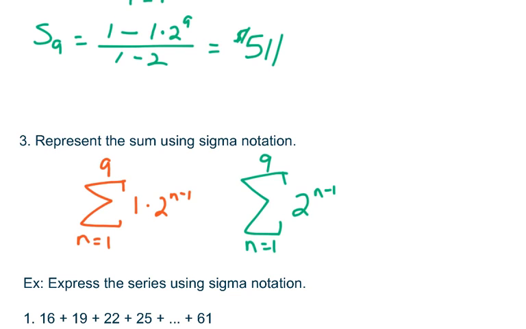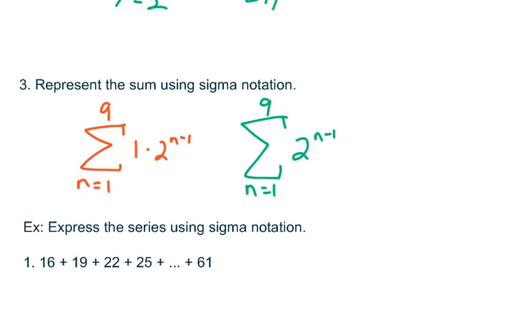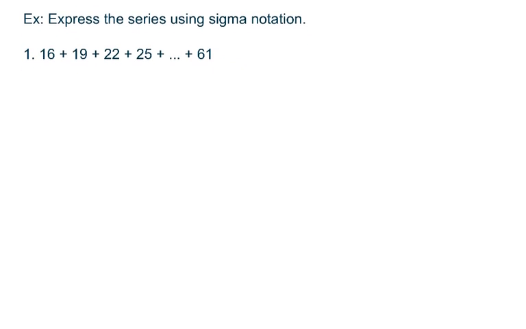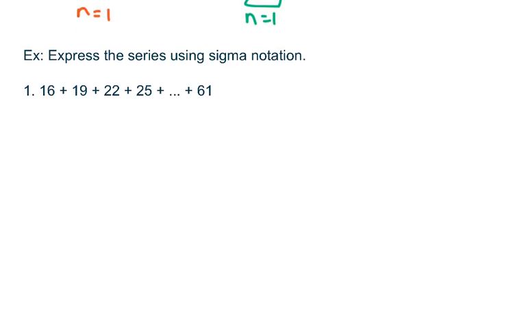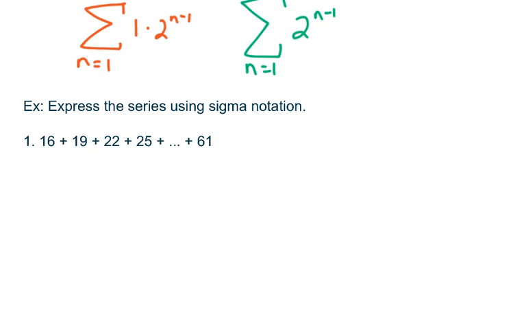Okay, let's try a couple more here. Express the series using sigma notation. So 16 plus 19 plus 22 plus 25, all the way up to 61. Now we need to know the general formula for the term in the series. And remember, we do not have to start with n equals 1, so we don't have to call this the first term. This could be the 10th term, and that's what we're starting with, or the 15th term, or the 20th term, or the 3rd term. It doesn't always have to be n equals 1. Okay, so keep that in mind.